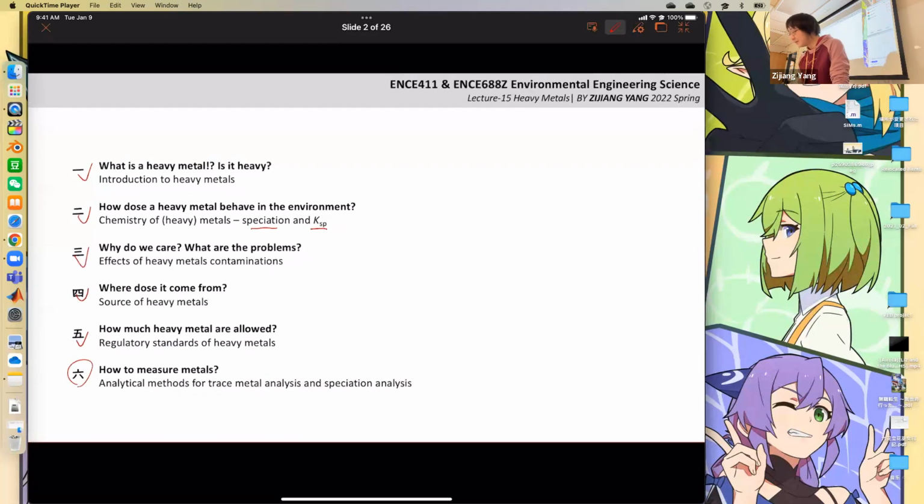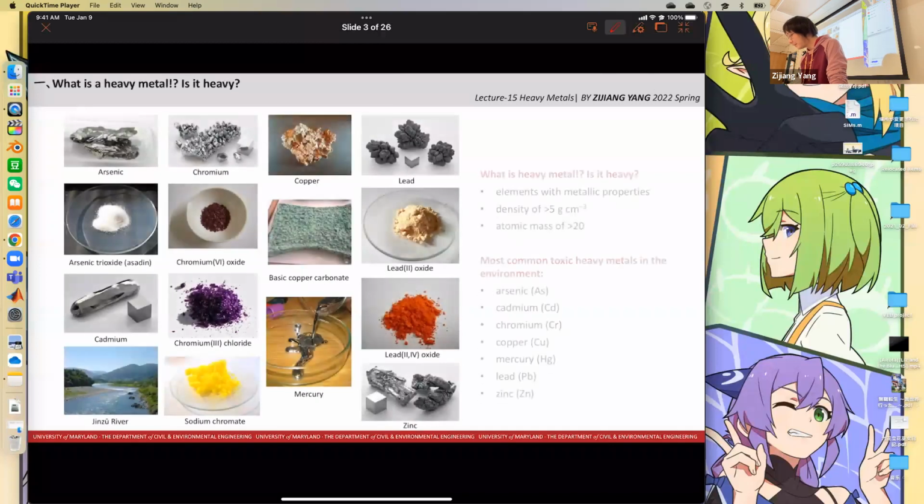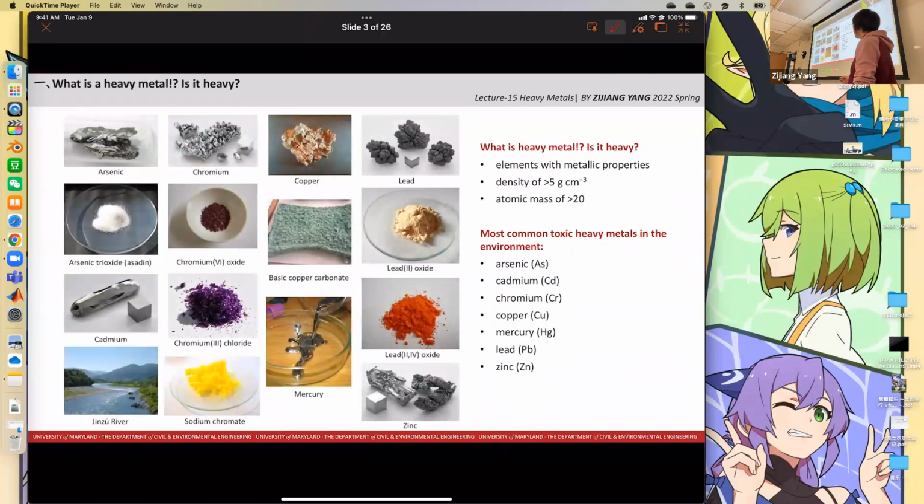And so first, what is heavy metal? Heavy metals refers to the elements with metallic properties, and the density of the heavy metal is usually greater than 5 grams per cubic meter, and the atomic mass is usually greater than 20. So in this definition, we can see that aluminum is a toxic metal, but it is not included in heavy metal. Here are some of the most common toxic heavy metals in the environment.